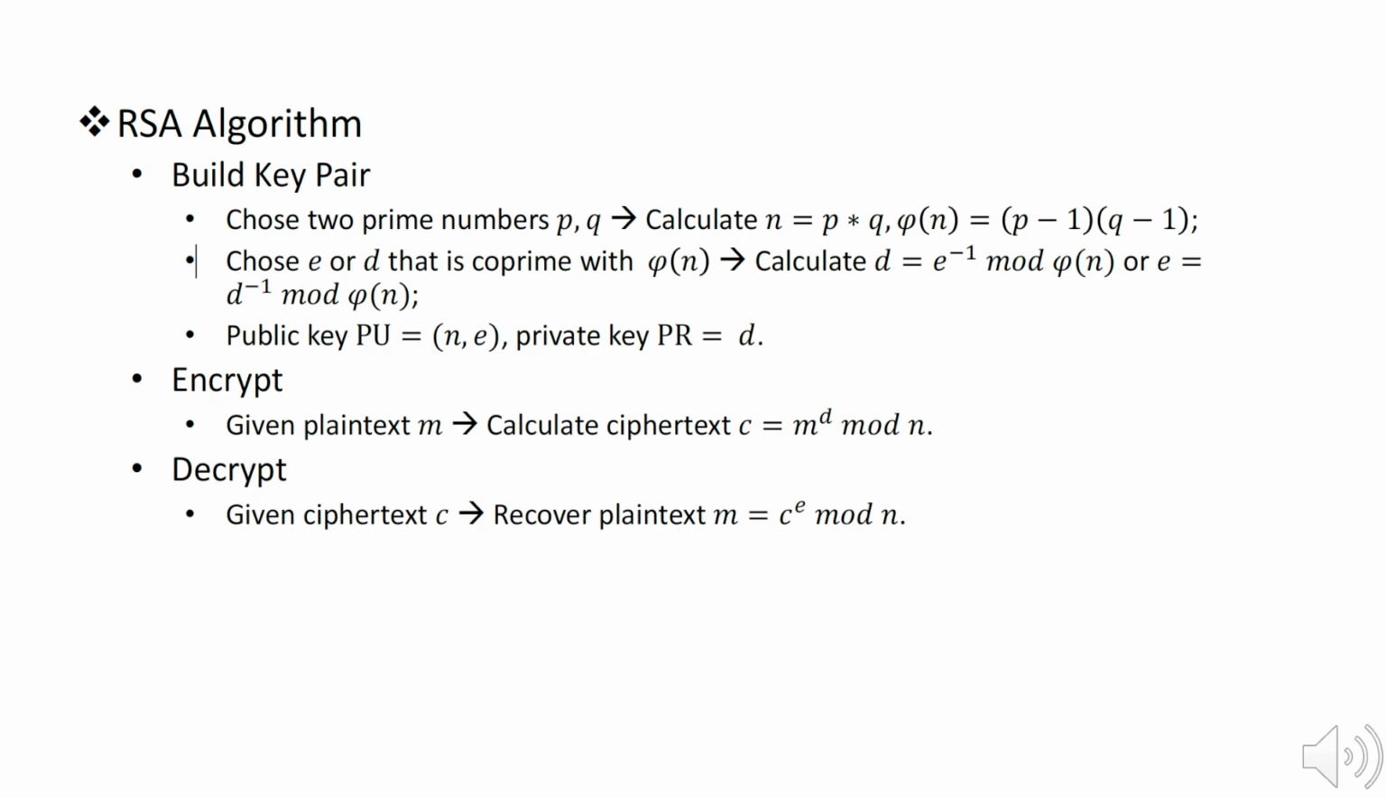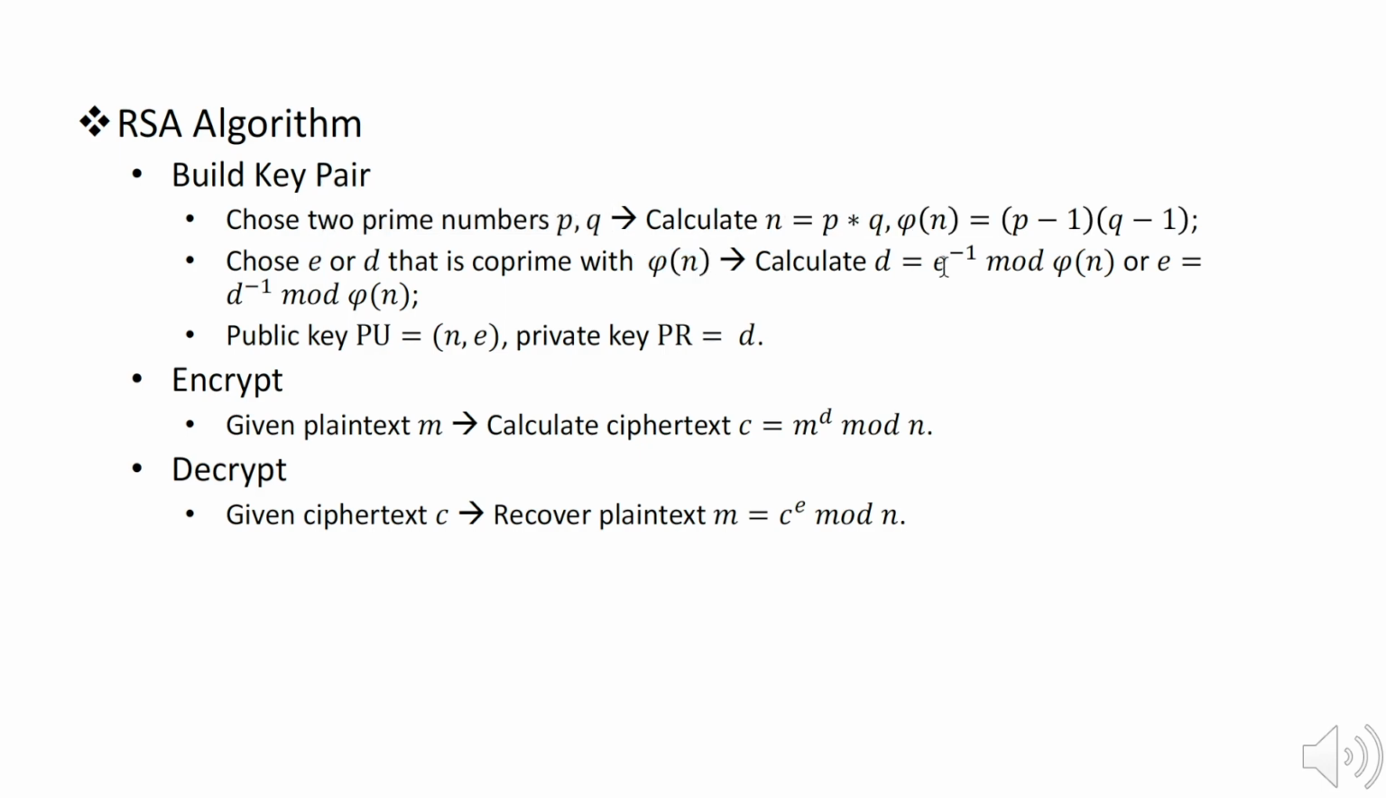There are three steps. First, we need to build the key pairs. We choose two prime numbers, p and q, and then calculate the product of p and q as n. Then we calculate phi n, which is Euler's totient function. Here phi n is the number of integers smaller than n but co-prime with n. Since n is the product of p times q, phi n will be p minus 1 times q minus 1. Second, we choose a parameter e, which is co-prime with phi n.